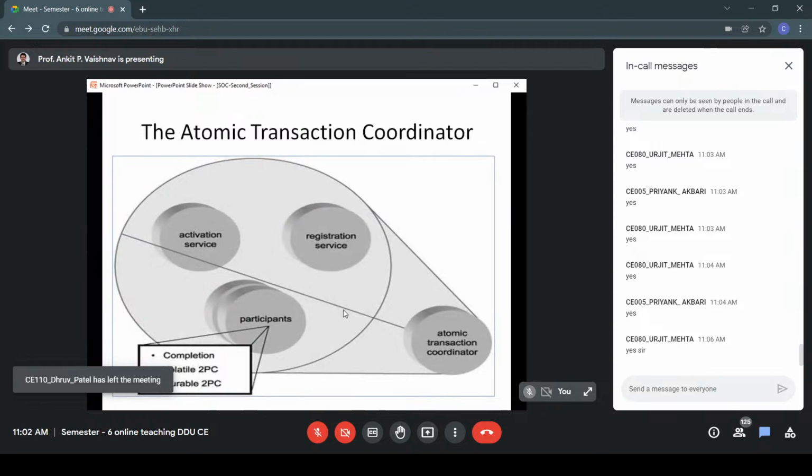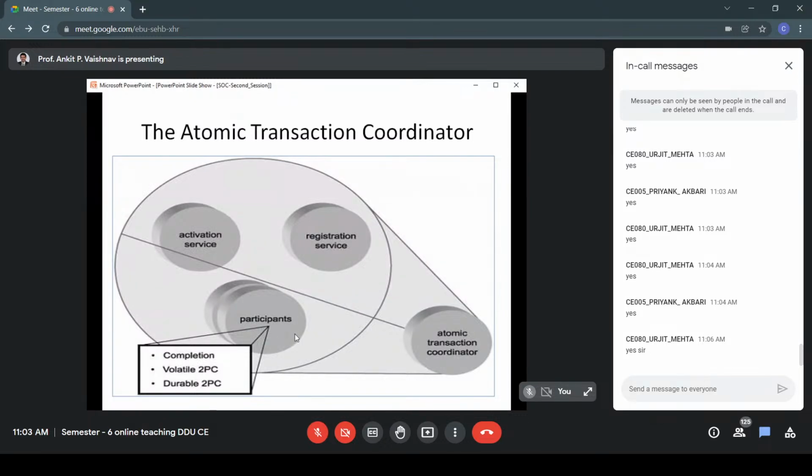Now, we have already seen the model, right? So I'm not spending more time on this. The only thing that will change over here is the name of the coordinator. In the earlier diagram, it was called coordinator service. Now it is called atomic transaction coordinator service. That's it, right? Again, you have the same registration service, activation service, and participants.